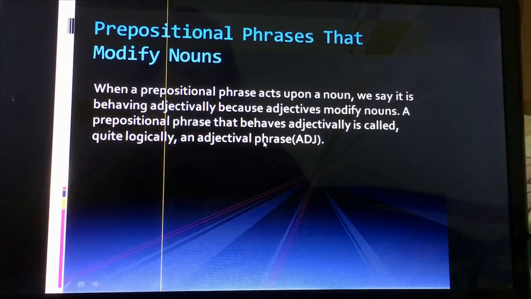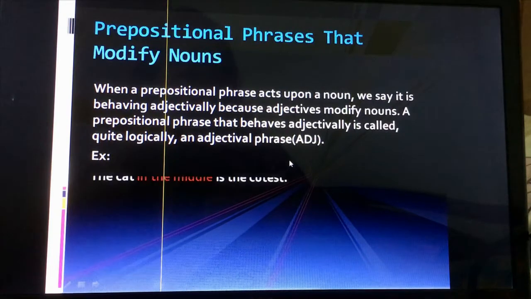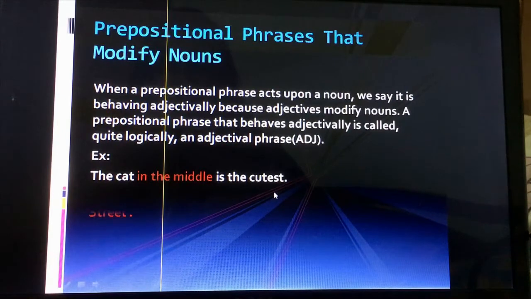Okay, to identify an adjectival phrase, you need to know whether it modifies a noun or not. Let's see an example. The cat in the middle is the cutest. Here you can see that the words in the middle are defining the cat, and the cat is a noun. So: the cat in the middle is the cutest.